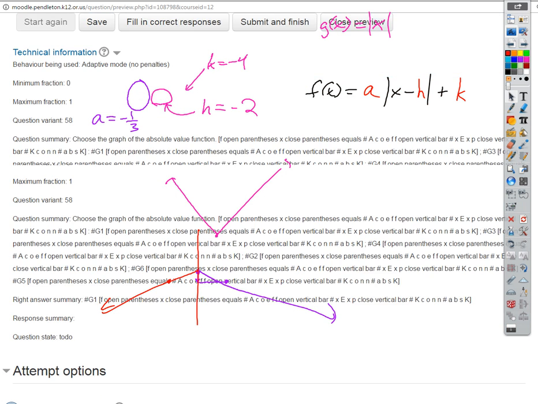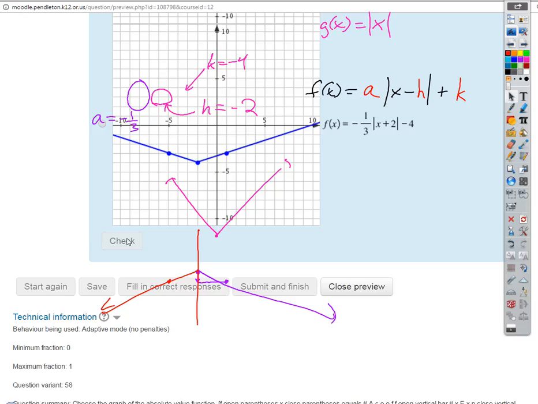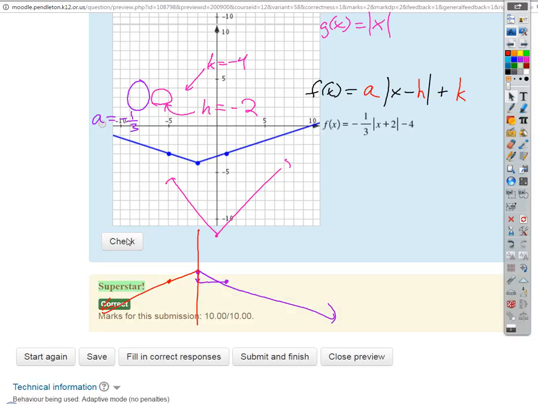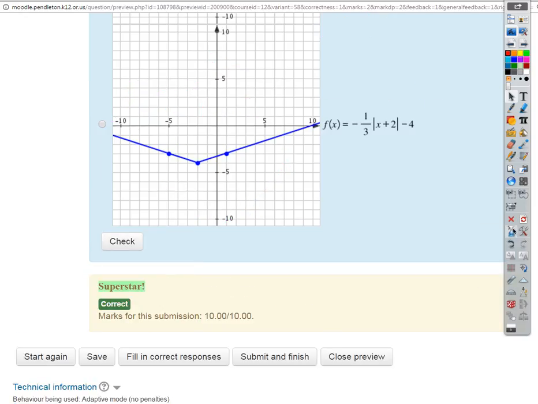And check it, and we got it. Okay? Okay, now you also have to do the opposite. You have to start with a graph. So let's look at one of those. I think this is easier.